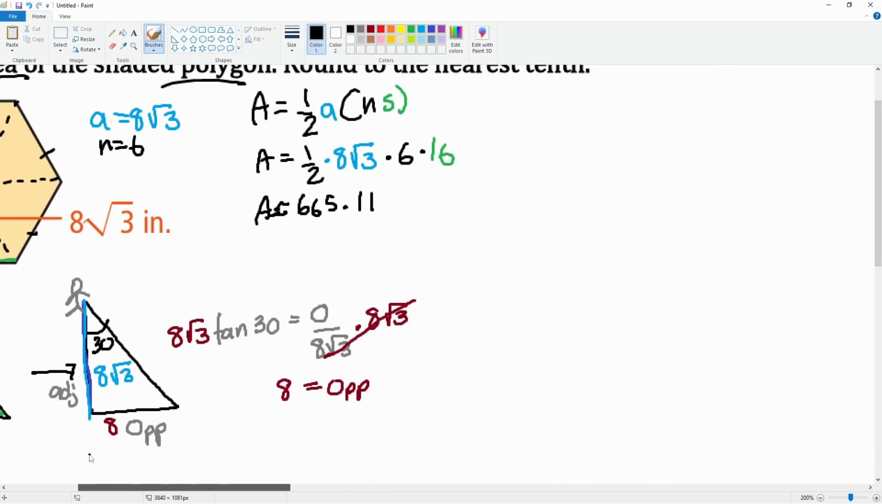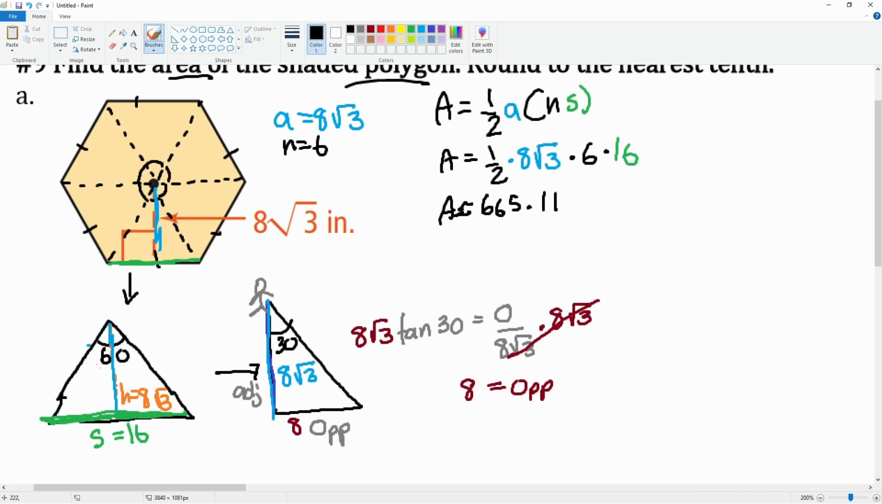Please, you need to be able to break down the triangle, then break it down again. Just watch the video, make sure this makes sense.